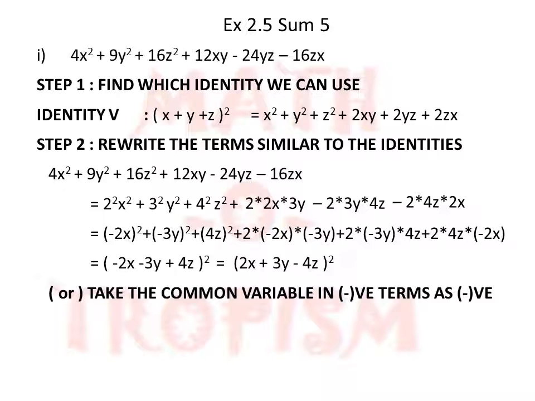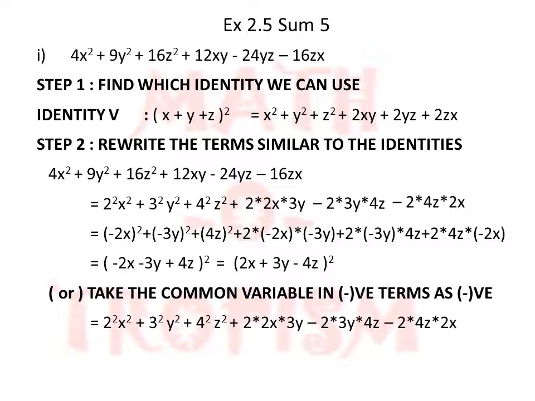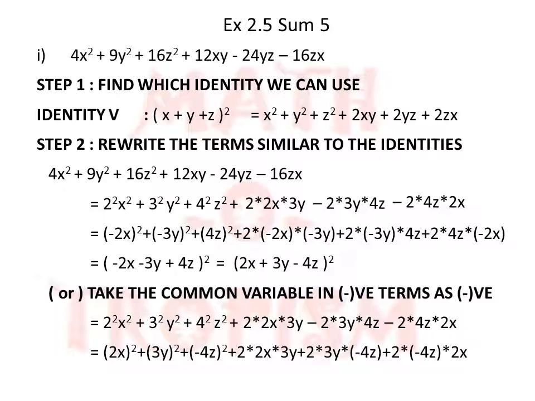So from the first step: 2 square x square plus 3 square y square plus 4 square z square plus 2 into 2x into 3y minus 2 into 3y into 4z minus 2 into 4z into 2x. That was the first step we got. Now I am going to assume only that 4z is negative. So what happens? 2x square plus 3y square plus of minus 4z the whole square plus 2 into 2x into 3y plus 2 into 3y into minus of 4z plus 2 into minus of 4z into 2x. This again comes to the same 2x plus 3y minus 4z the whole square.